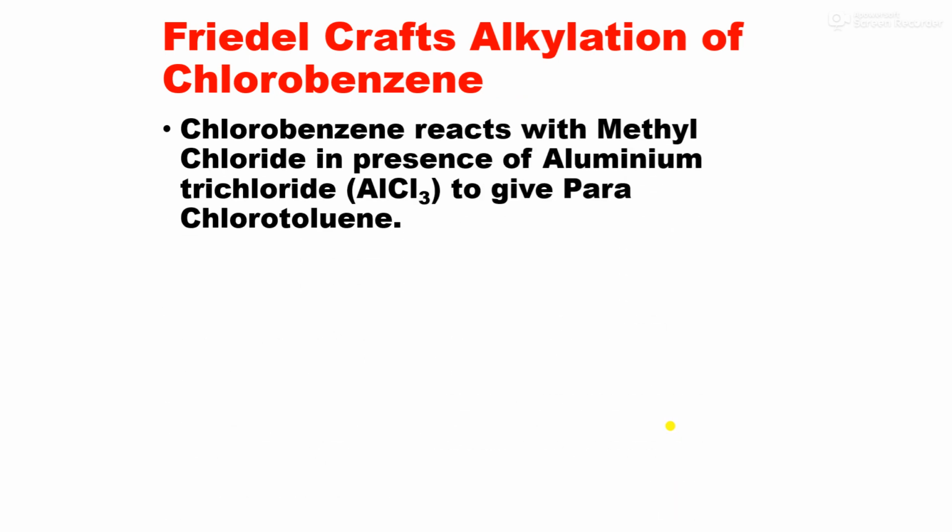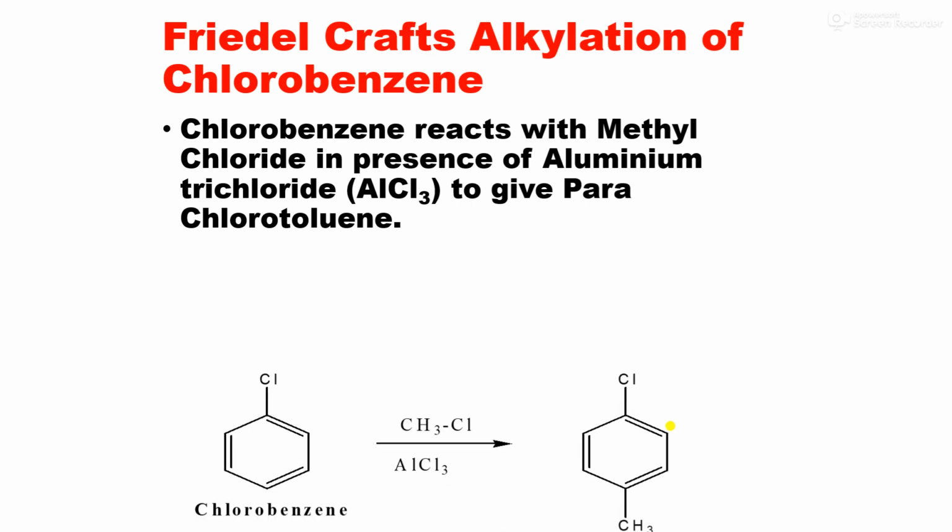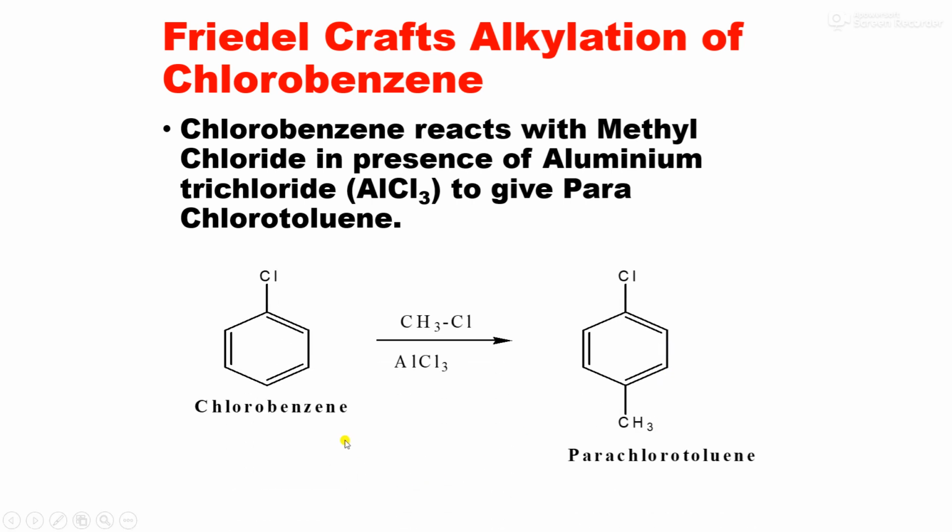Next reaction is Friedel-Crafts alkylation. In this reaction, chlorobenzene reacts with methyl chloride as an alkyl halide in presence of Lewis acid catalyst such as aluminum trichloride to give para-chlorotoluene. Consider this reaction. In this reaction, chlorobenzene is reacted with any alkyl halide such as methyl chloride, ethyl chloride in presence of AlCl3, aluminum trichloride. It gives para-methylchlorobenzene or para-chlorotoluene.